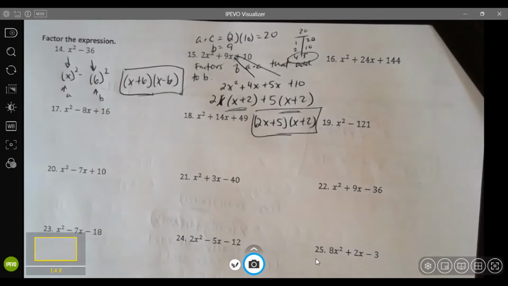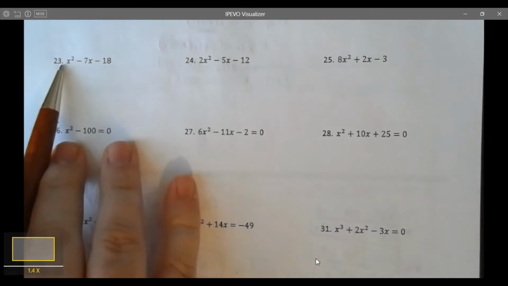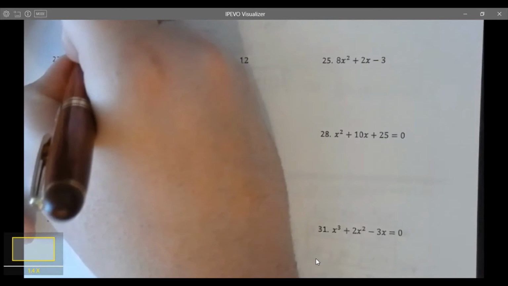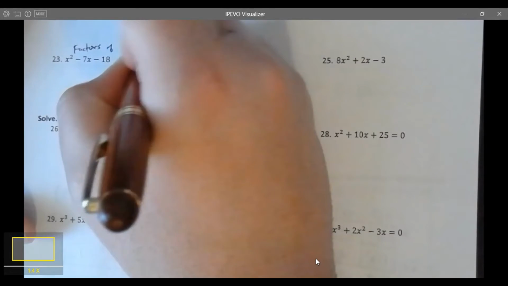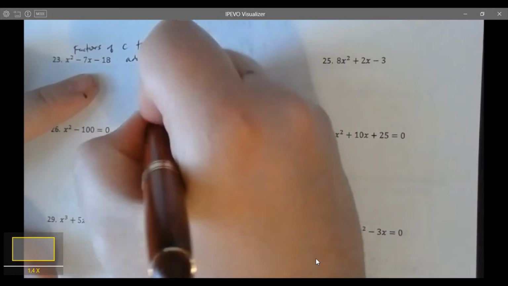Let's do one more of these together. Let's go ahead and do 23. So x squared minus 7x minus 18. This time the number in front of x squared is 1, so we can go ahead and use method 2, where you have x squared plus bx plus c. We just want factors of c that add to b. Here c is negative 18. Let's list the factors of negative 18.